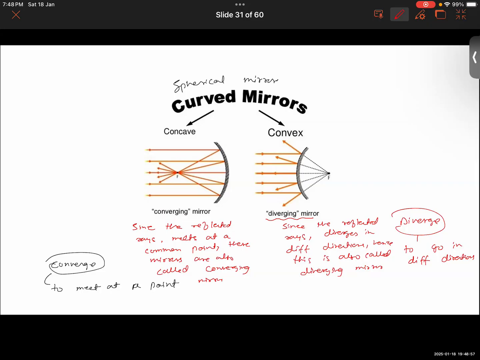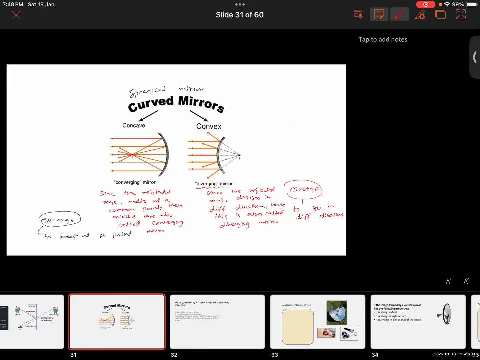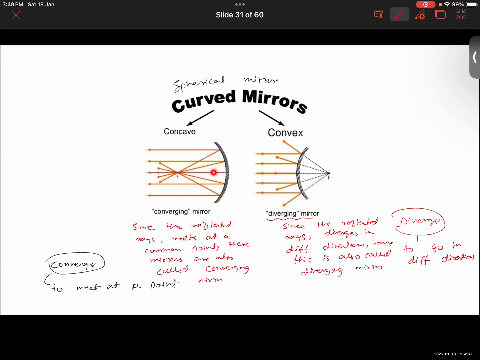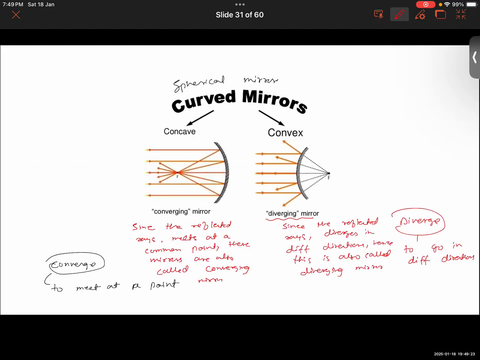Further, we had learned about the nature of the image formed by a concave mirror. The image can be either real or virtual, and either inverted or erect. So it can form a real image as well as a virtual image, and that depends upon how far the object is placed in front of the concave mirror. Getting what I'm trying to say? Whether a real or virtual image will be formed depends upon how close the object is placed in front of the concave mirror.